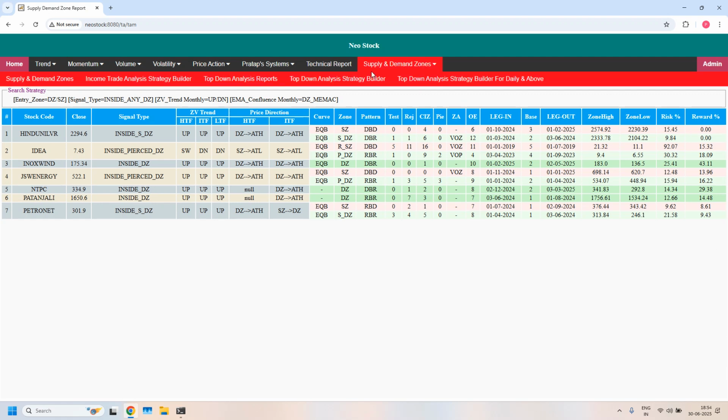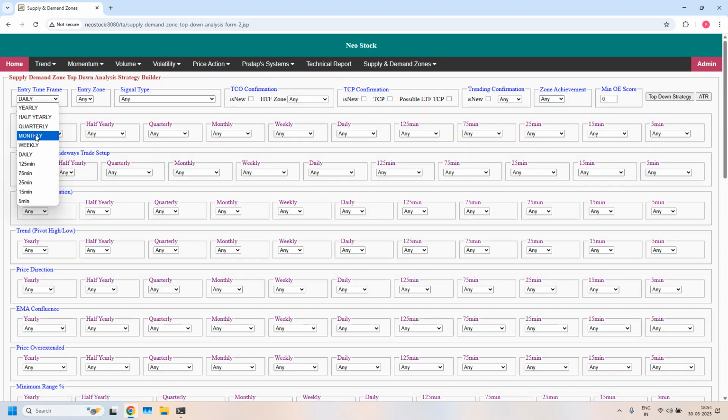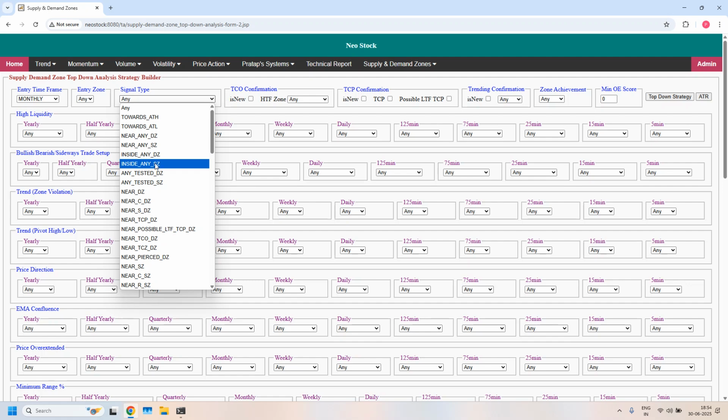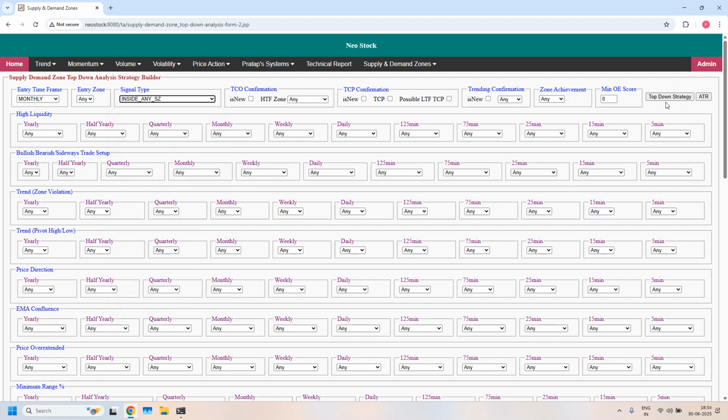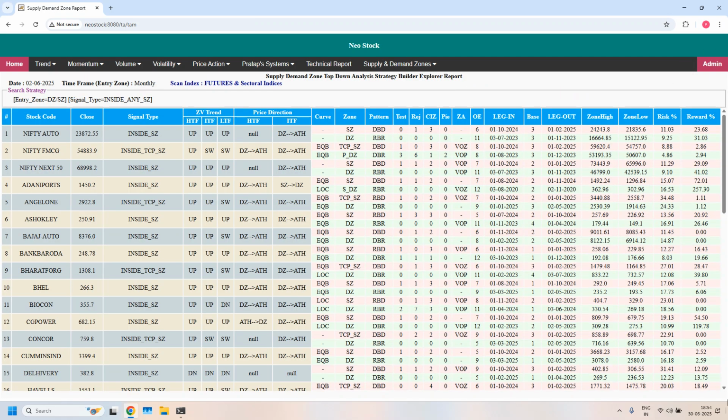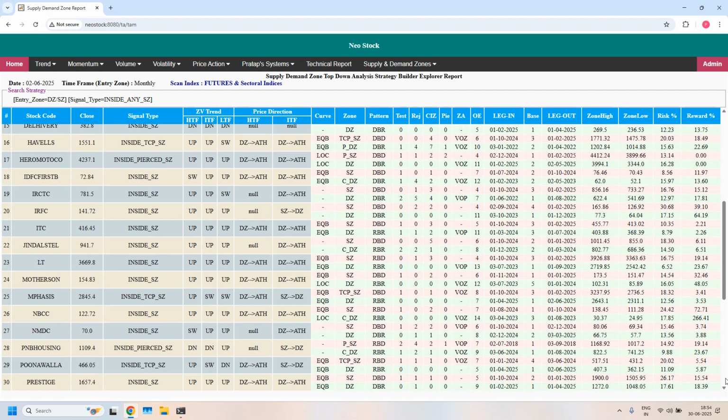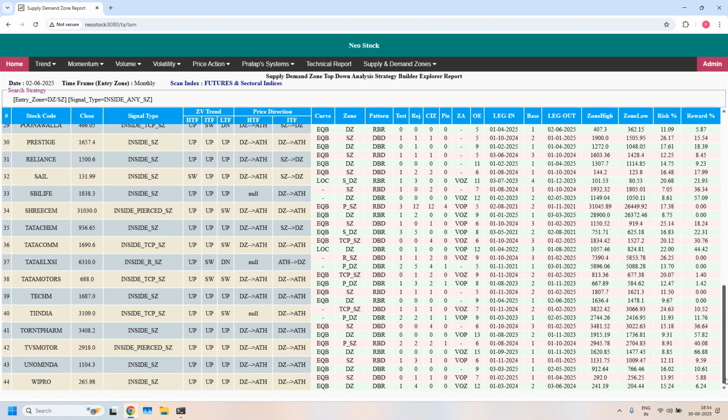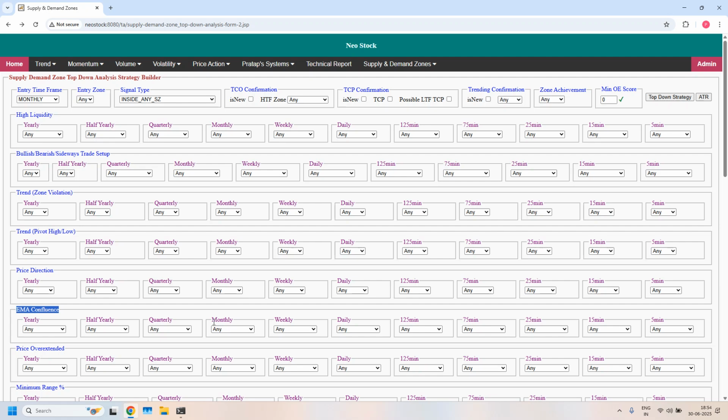Okay, next, price closed inside the monthly supply zone. We got a big list. First 15 stocks in the list. Scrolling the list down. So total 44 stocks. We can further filter based on monthly supply zone having monthly EMA confluence.